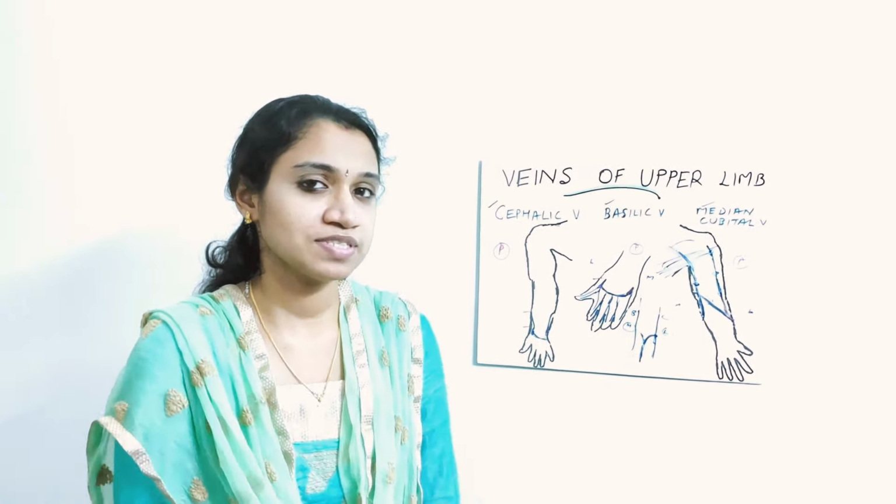Next question. In deltopectoral groove, cephalic vein is accompanied by two structures. Name which are they?